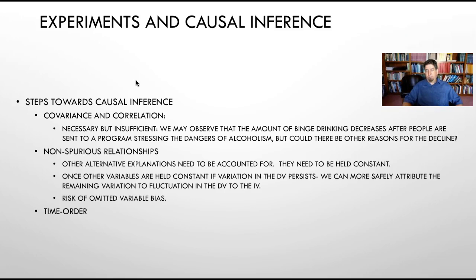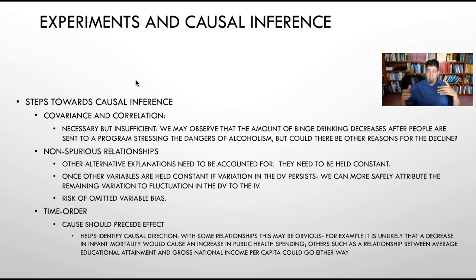So time order. Time order is another important phenomenon. We know that you need to have time order to establish causality, and that means that the cause has to come before the effect. If you do cross-sectional research, and a lot of quantitative research is cross-sectional, then you can't really establish the time order. And so to know which comes first, it's important. So for instance, this also helps to establish the causal direction.